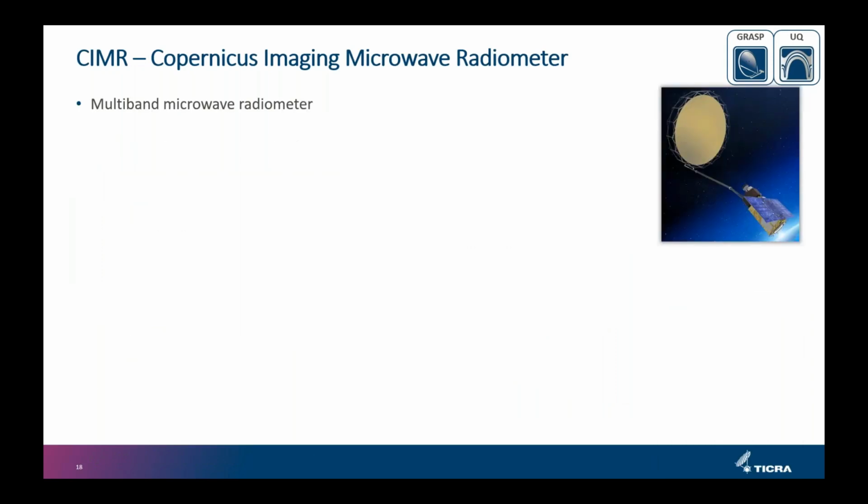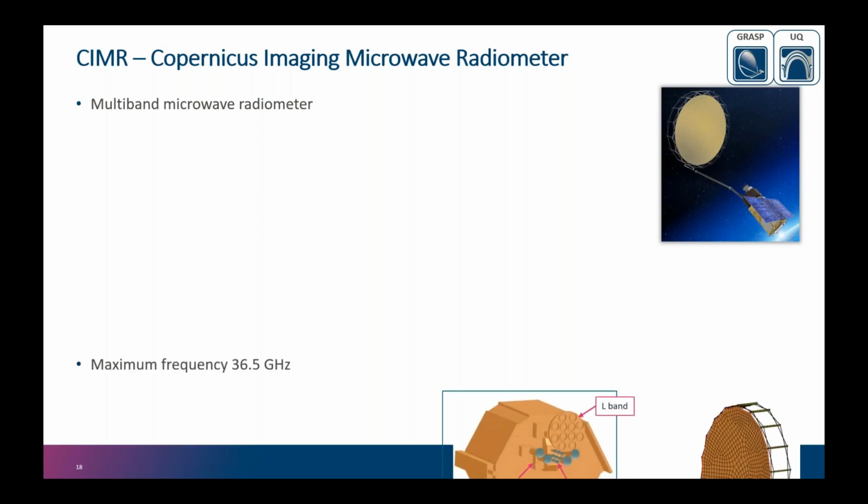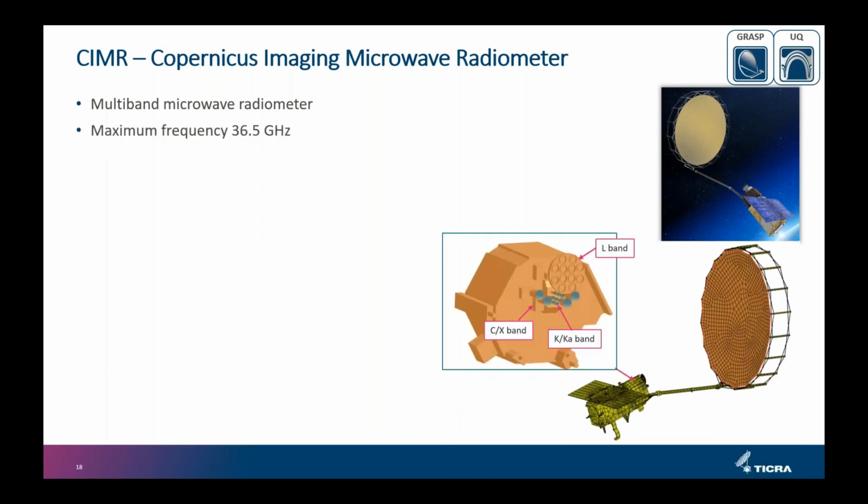Just a couple of examples here. So this is the CIMIA radiometer. It's a multi-band microwave radiometer that TICRA has been working on for quite some years now. It's a project run by ESA. So it has maximum frequency at 36.5 gigahertz and a 7.15 meter reflector out here. And this is kept in place by 1,111 points where the reflector is fixed.